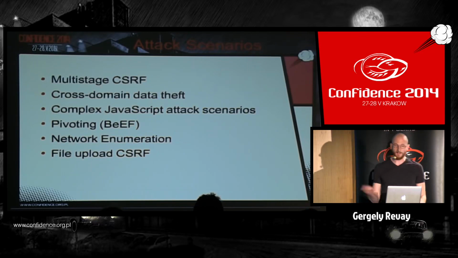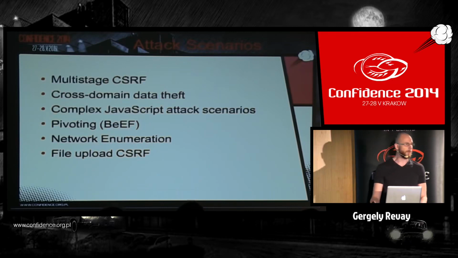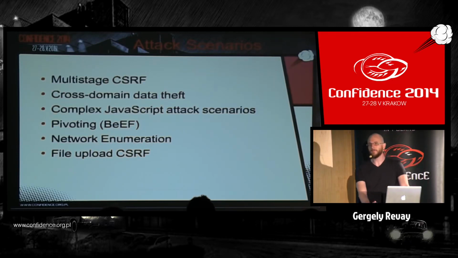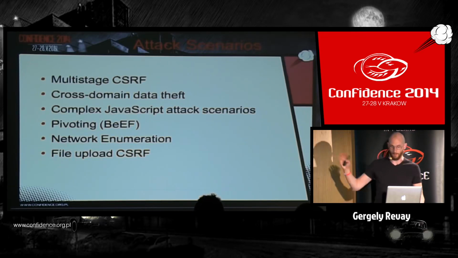And for instance, BeEF, the browser exploitation framework, also uses CORS when it does pivoting. So when BeEF compromises another machine, it uses CORS, so JavaScript requests, to talk with this compromised service, so with its own shell on the other machine.